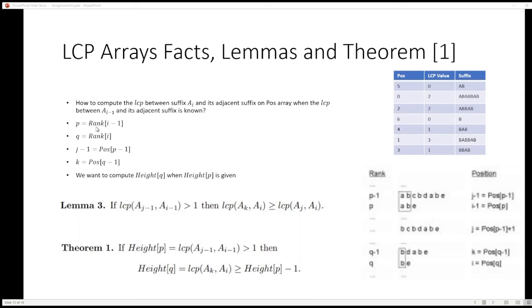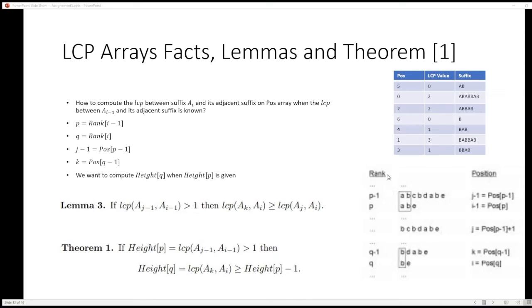We suppose that P is rank I minus 1, Q is rank I, J minus 1 is the position at index P minus 1, and K is the position at index Q minus 1. So the problem becomes how to compute height of Q when height of P is given. With all these notations, it's difficult to see how things look in the position array.